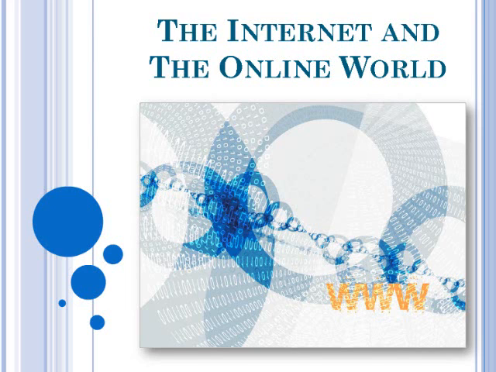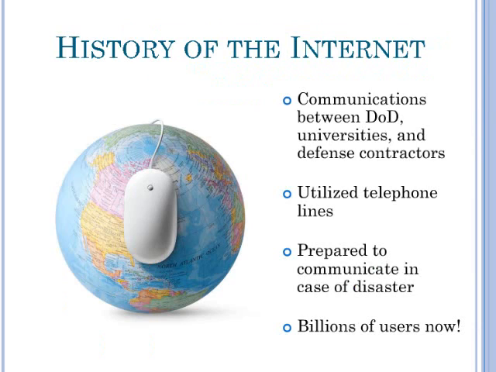Let's get started. If you are listening to this lecture, you are using the Internet. The Internet was invented around 30 years ago so that the U.S. Department of Defense could communicate with universities and other defense contractors. These organizations were located in different parts of the country and needed a common place to discuss projects. Their idea was to utilize telephone lines to carry messages in case of a natural disaster or nuclear attack. And if one of the organizations was destroyed, the others could still communicate.